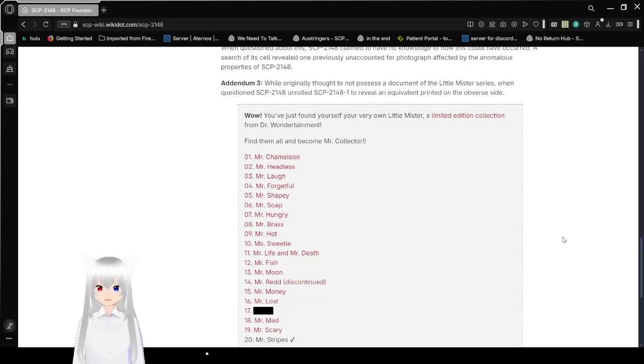Addendum 3. While originally thought to not possess a document of the Little Mister series, when questioned, SCP-2148 unrolled SCP-2148-1 to reveal an equivalent printed on the obverse side.